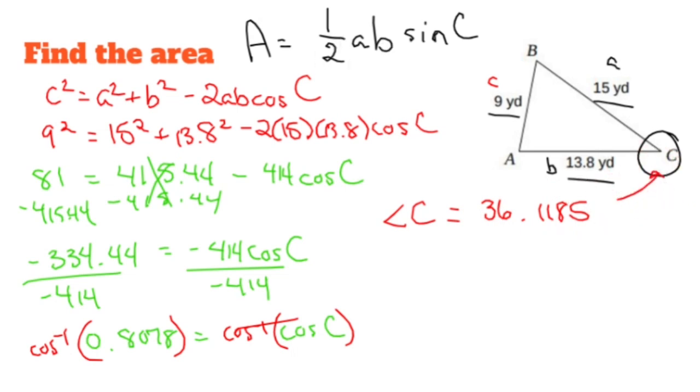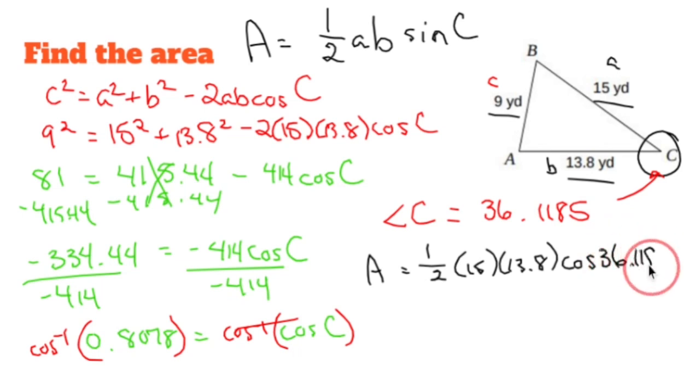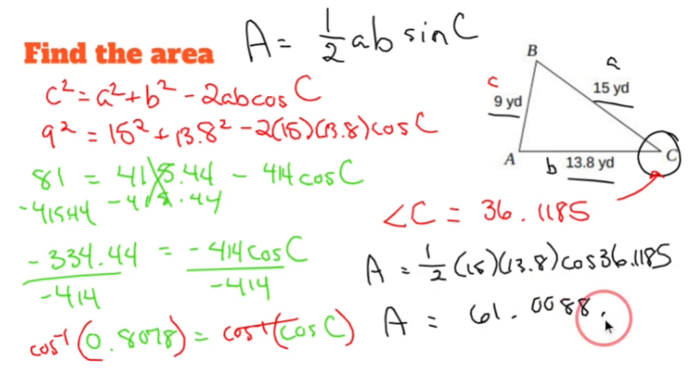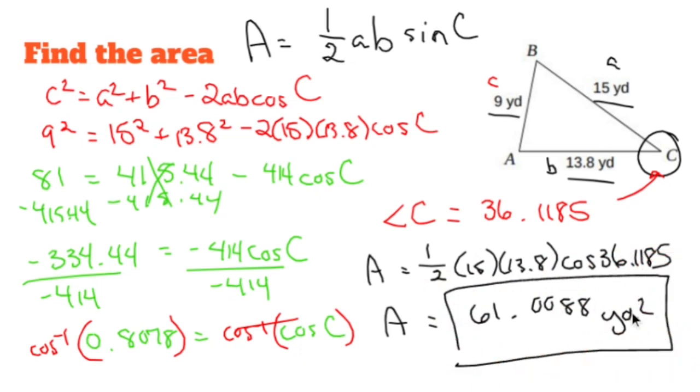So now I have everything I need. And all I have to do is throw it into that formula right there, and I get myself an area. The area is 1/2. That's already called A, so let's keep it consistent. That's already called B, so, consistent. Sine C, which is 36.1185. I probably could have skipped this step right here and jumped right to that, but you know what? It's too late. I did it and I'm done. Area is going to end up equaling, let me do it off the top of my head, 61.0088 yards squared. Ooh, boy. Trigonometry, baby. So much fun.